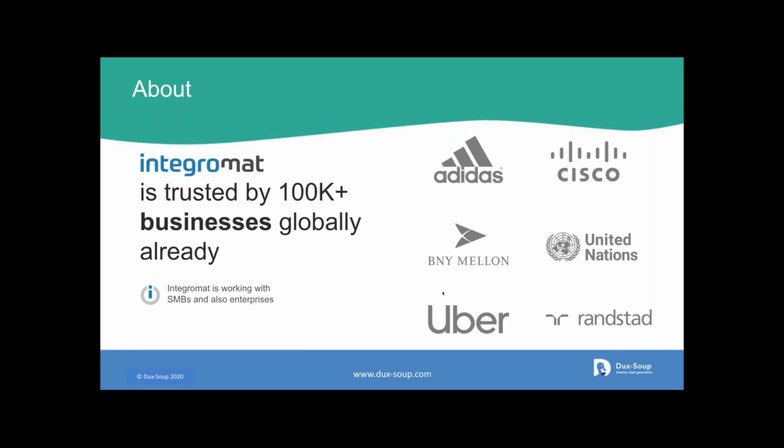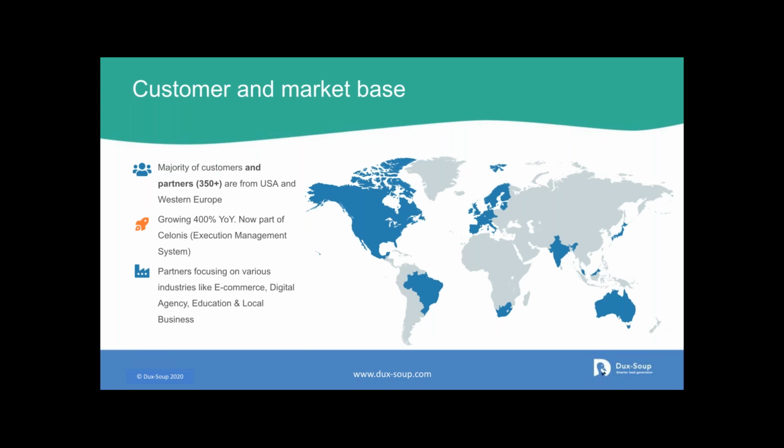Currently it is trusted by over 100 businesses over the globe, either corporates or small and medium businesses. Customers are from around the world, mostly from USA and Western Europe and Australia. We are growing 400% per year, and now we are part of the Celonis, that is execution management system, covering many different industries like e-commerce, digital agencies, local businesses, education.